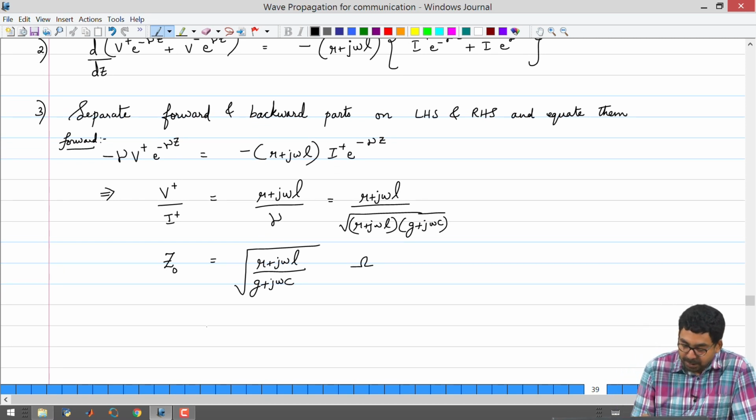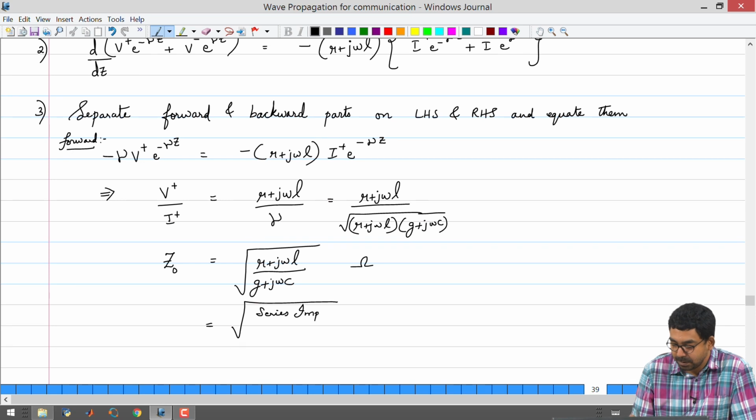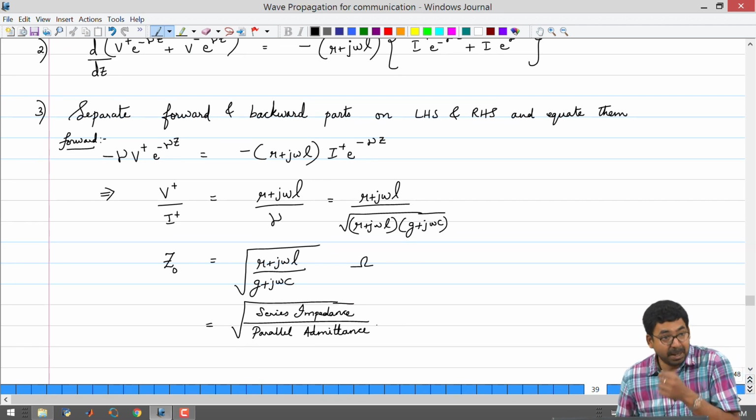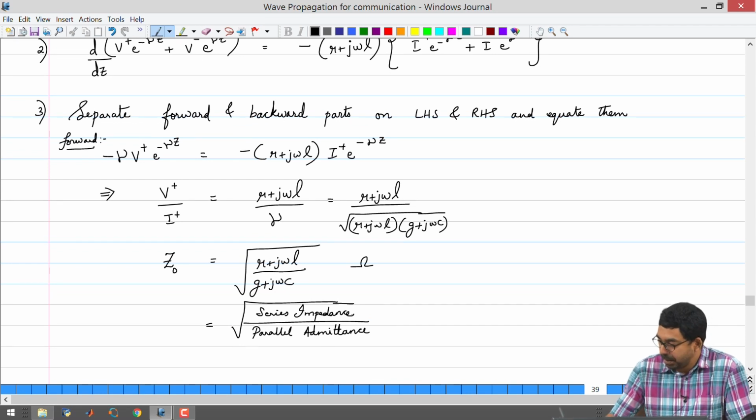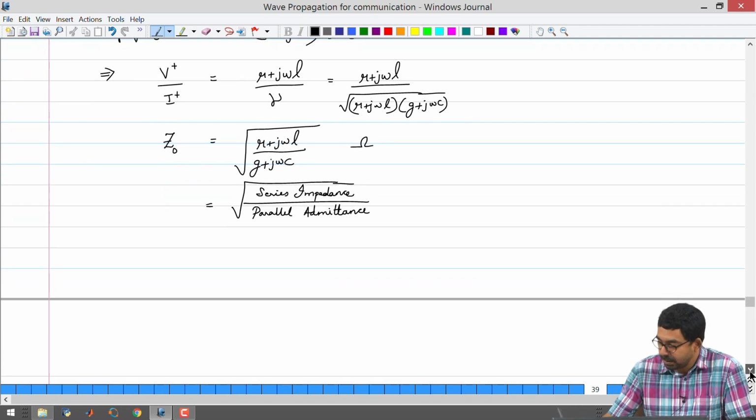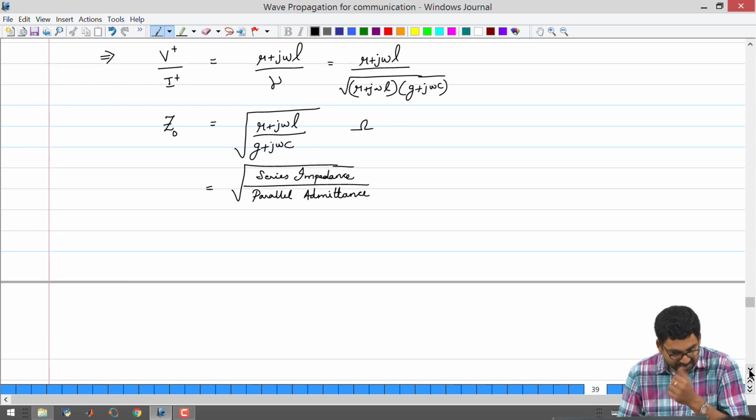Another way of remembering this is by using series impedance in your circuit model divided by the parallel admittance in the circuit model. In the series we had R and L connected, so we can have series impedance divided by parallel admittance G plus j omega c. Okay. This is your characteristic impedance Z0.